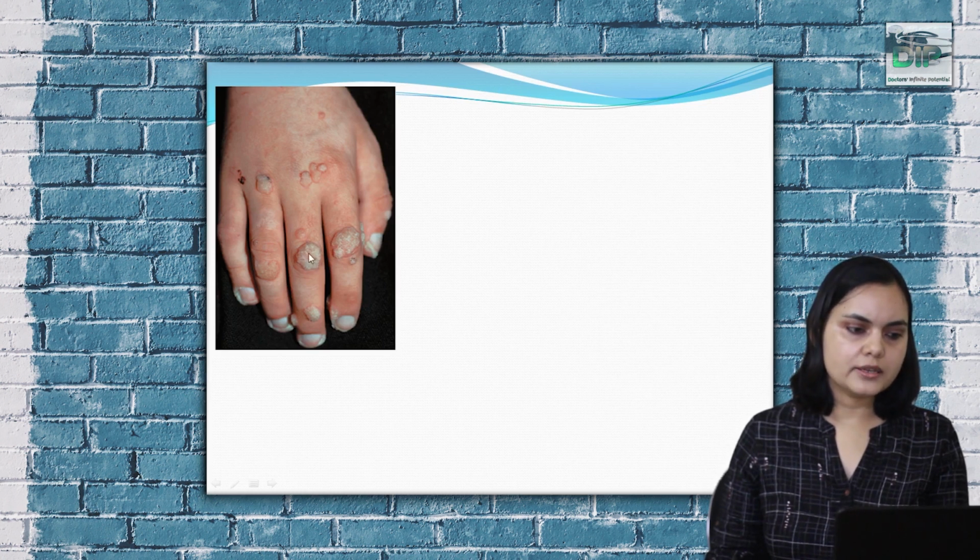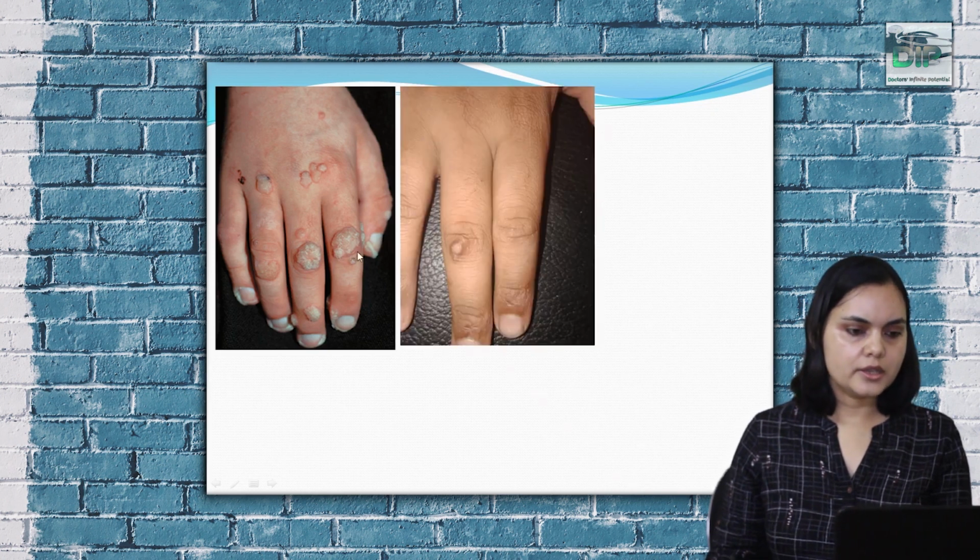Here we can see a few pictures. This is a picture showing warts over the dorsum of the hand. There are multiple warts. We can appreciate a verrucous, hyperkeratotic surface with clefting. These are fine clefts in the lesion. You can appreciate these fine clefts in the lesion.